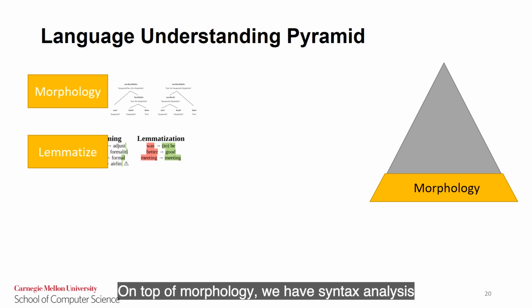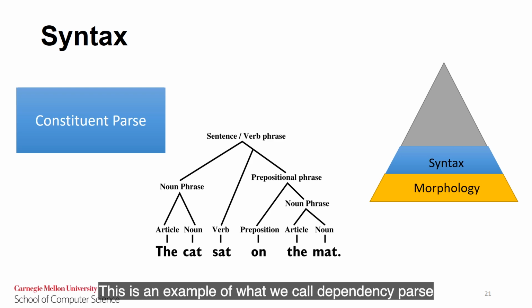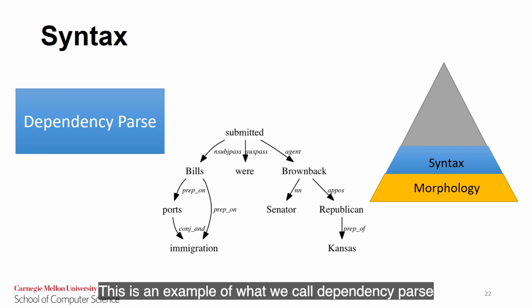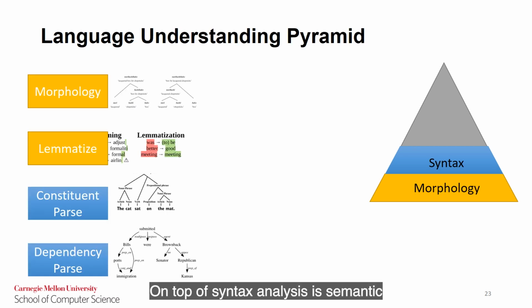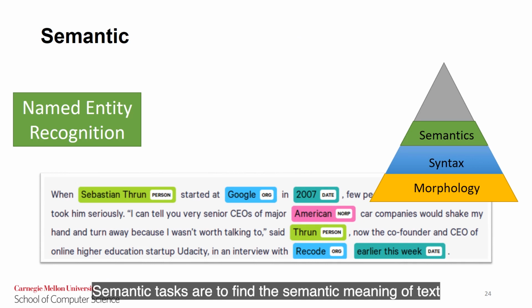On top of morphology, we have syntax analysis. Syntax is the analysis of sentences, the structure of sentences. Syntax analysis is normally done in the form of parse trees. This is an example of what we call dependency parse. On top of syntax analysis is semantics. Semantic tasks are to find the semantic meaning of text.